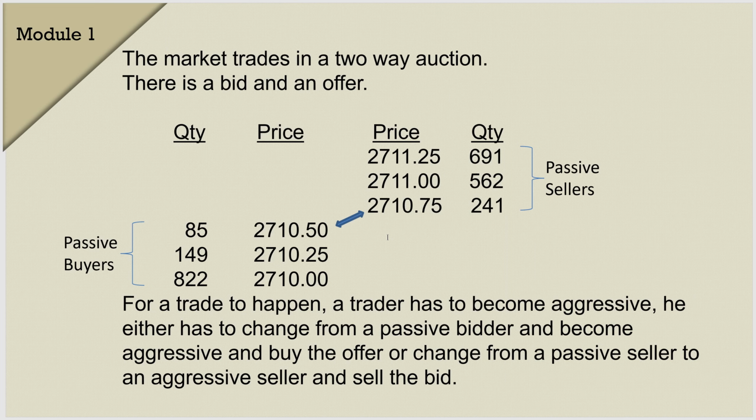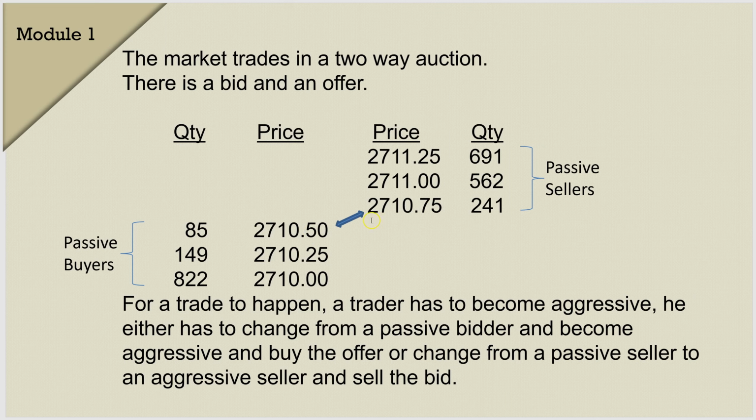For a trade to happen, either the passive bidder has to become aggressive and buy the offer. So someone that's working at the 27.10.5 bid has to say, you know what, I want to get done. I want to buy this. And they buy it at 27.10 3/4. They go to the market on their order. Or a passive seller, someone that's working at 10 3/4, can say, oh, this market's going to drop, I don't want to miss this 10.5 bid. So they move their limit order at 27.10 3/4 down to 27.10.5. They become the aggressive seller. And that happens a lot.